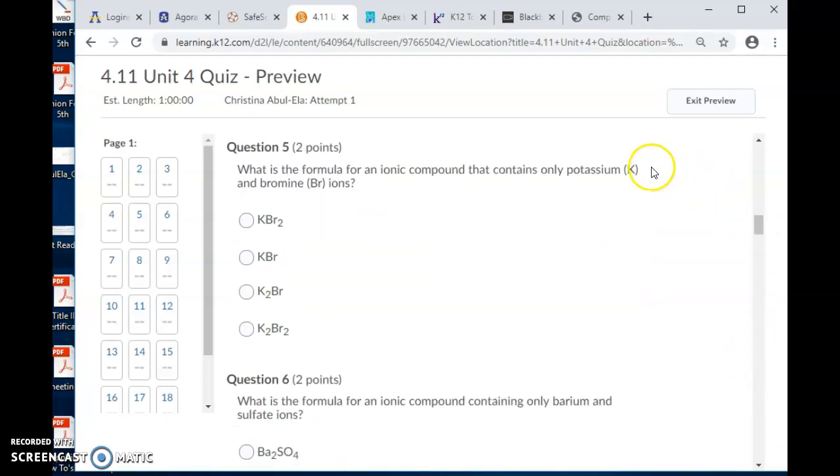Question 5. What is the formula for an ionic compound that contains only potassium and bromine ions? KBr2, KBr, K2Br, or K2Br2?